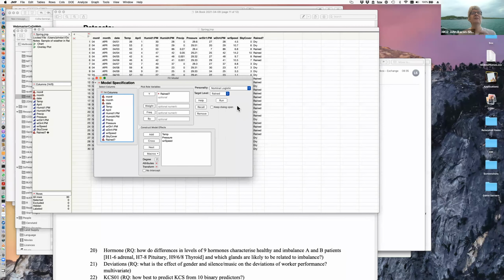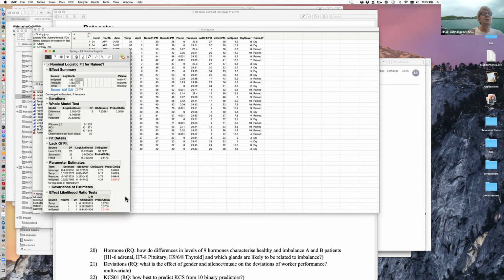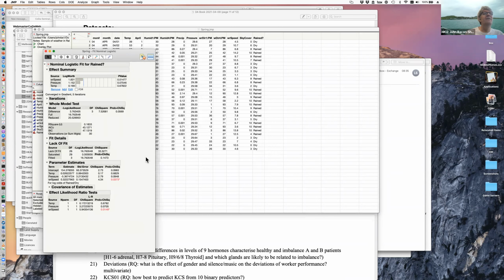Now you'll notice it says target level, and we can choose what is our primary outcome, dry or rained. Well, in our case, it's rained. We want to know what predicts whether it rained, relative to dry. Let's have a look at that. So it's telling us, in fact, we don't need all of our variables. It's suggesting that the wind speed has a positive effect.